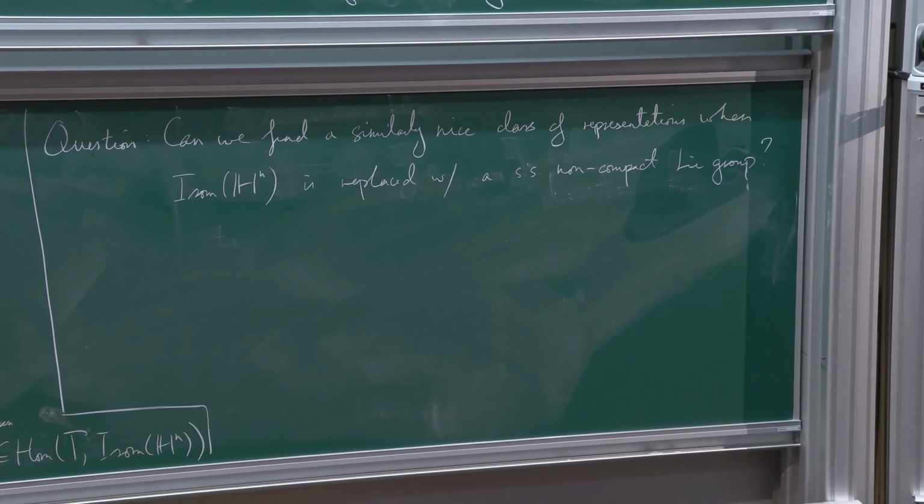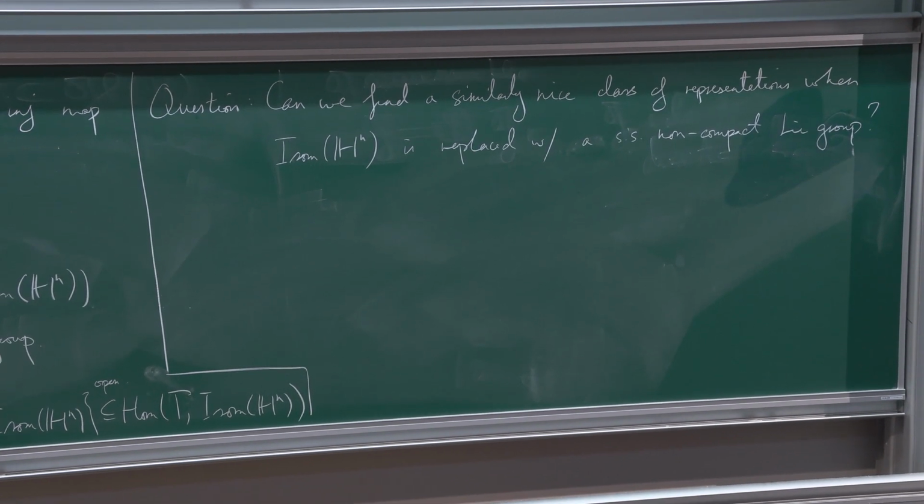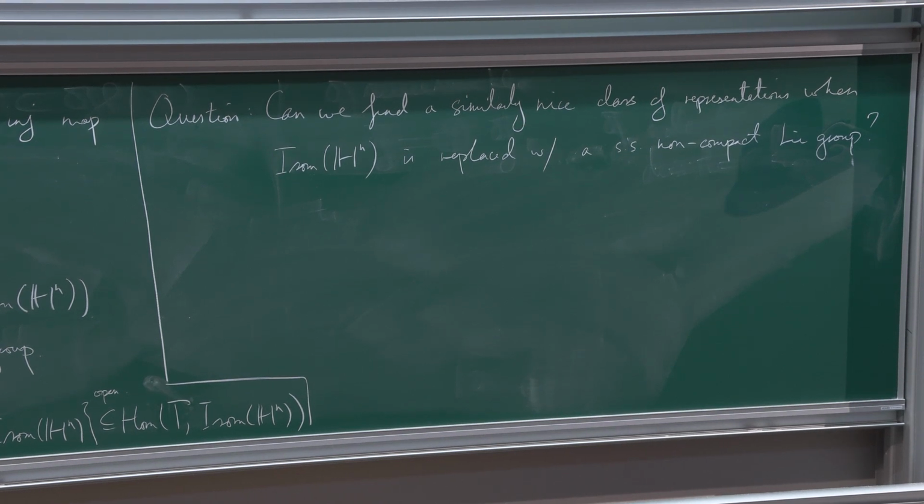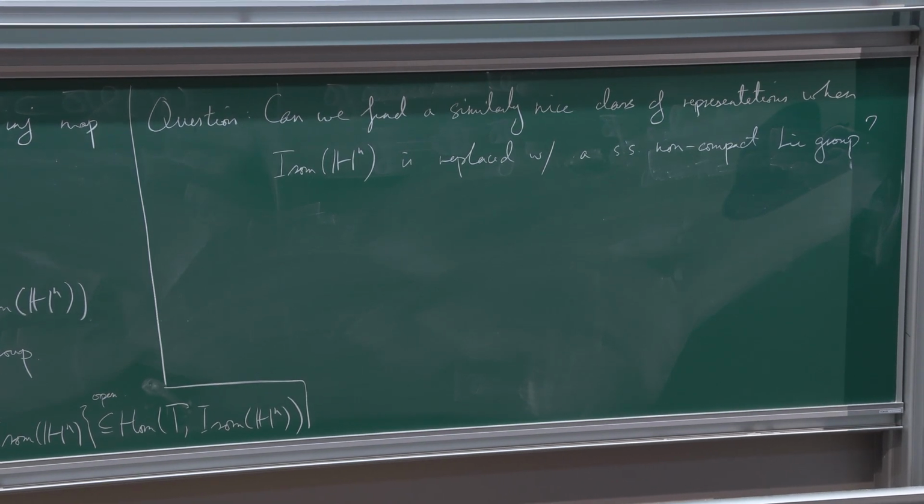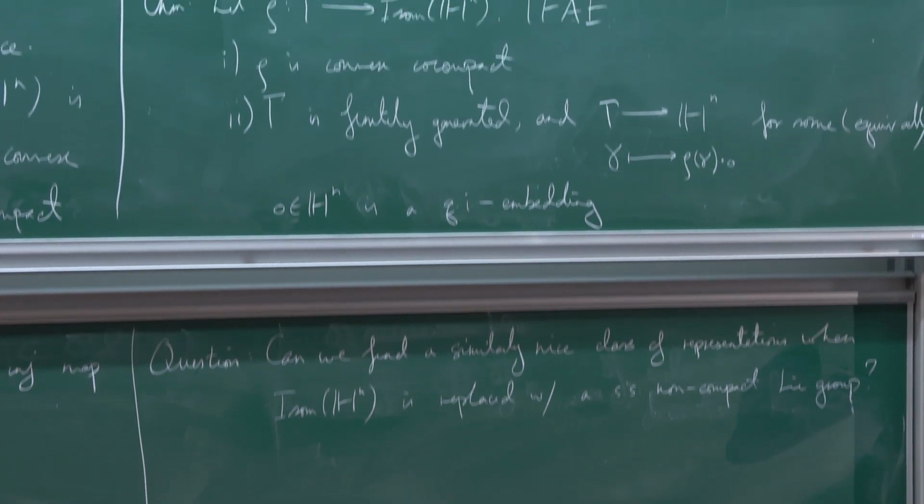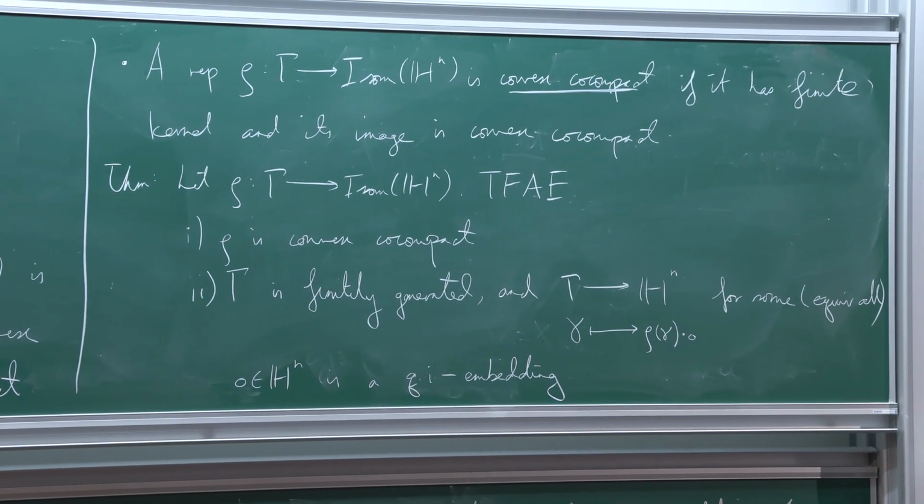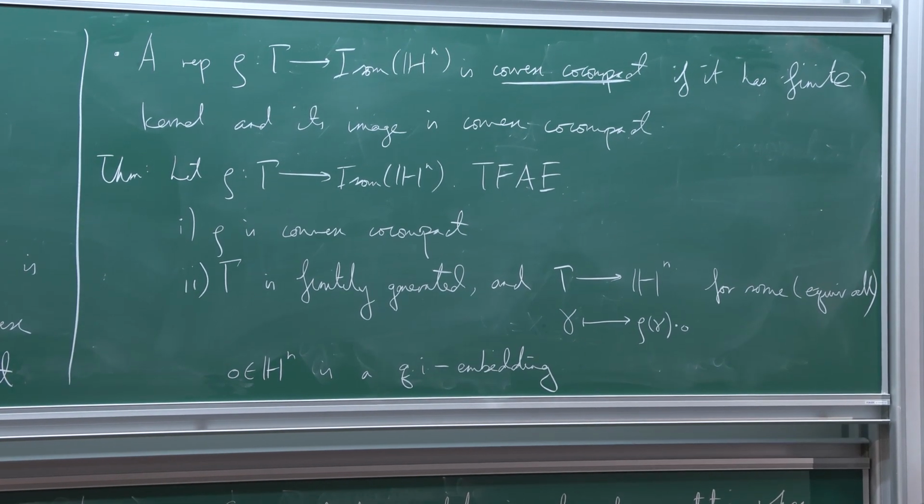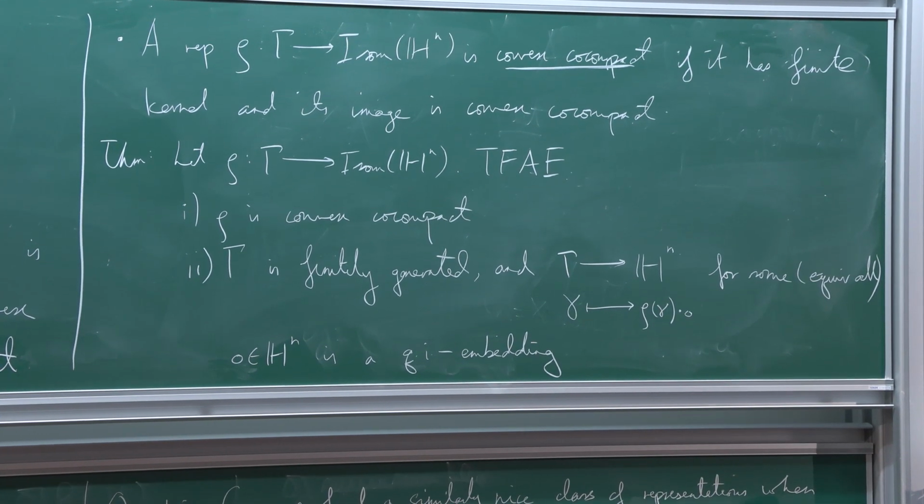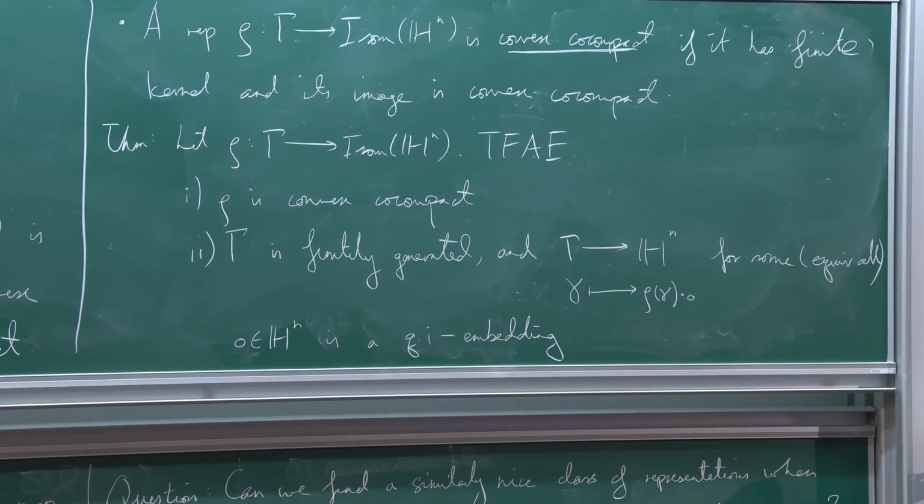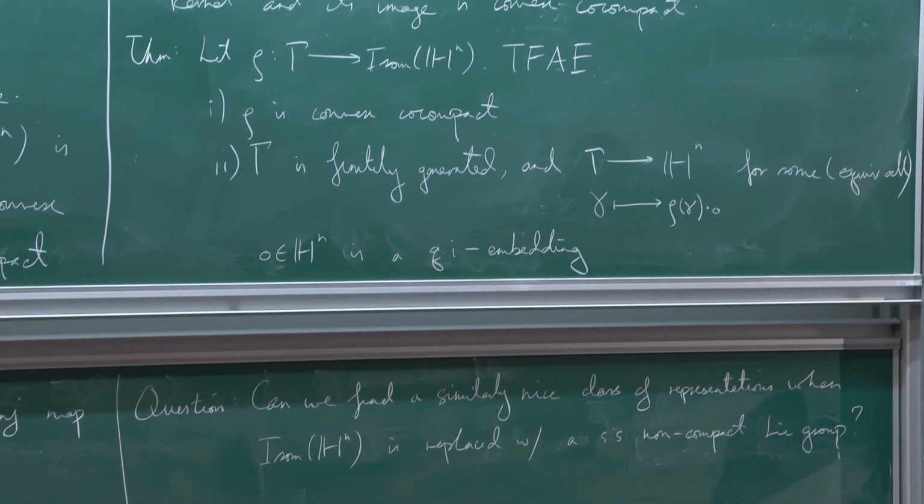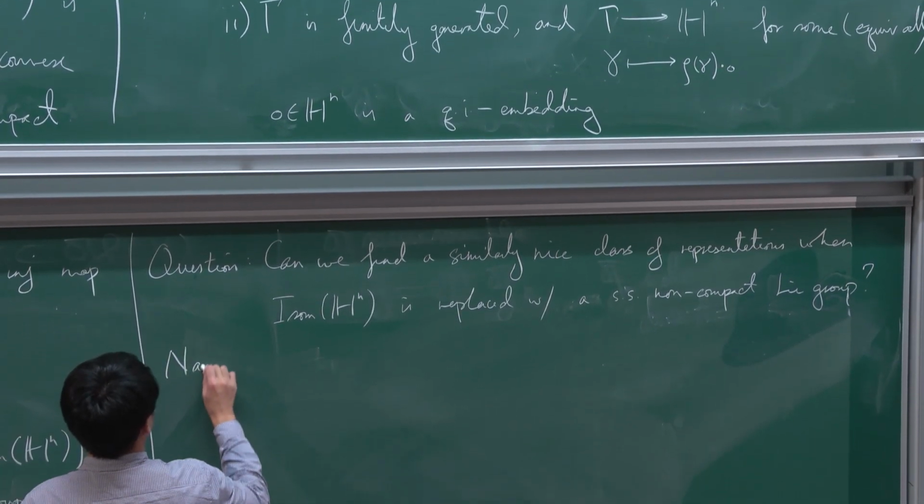If you're me and you look at this, and you want to answer the question, the first thing I would try is to take my definition of convex co-compact and say, okay, I'm going to replace isom Hn with my semi-simple Lie group G, and I'm going to replace Hn with the associated Riemannian symmetric space. But what do you get then? So let's do a naive guess.